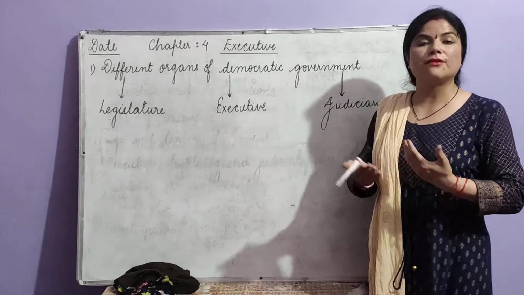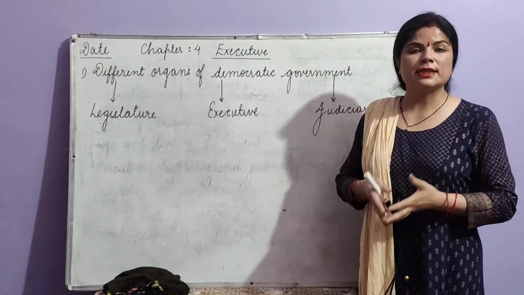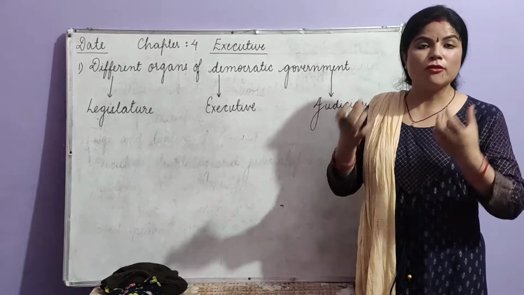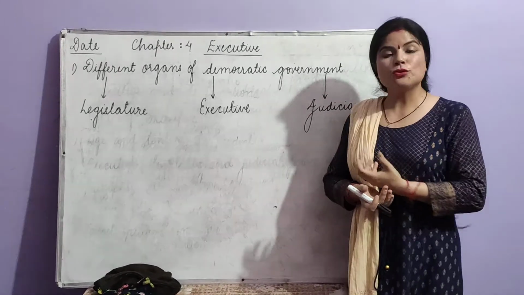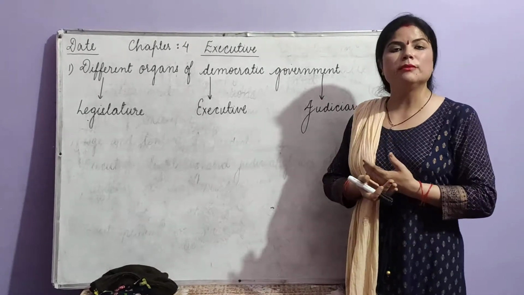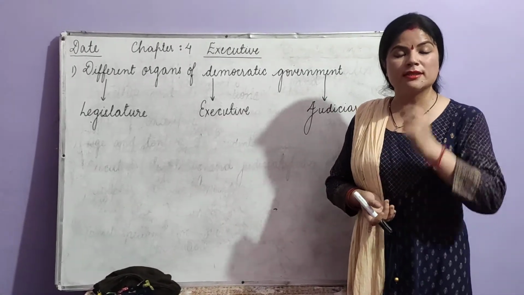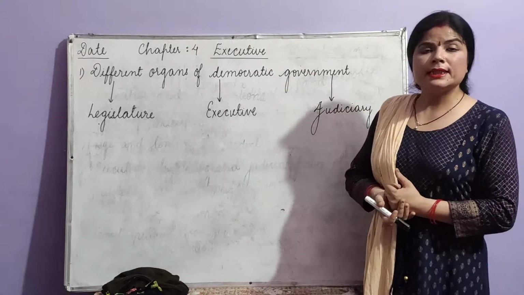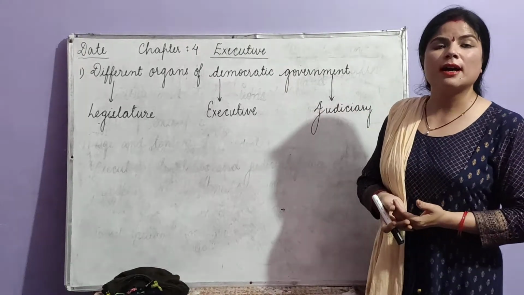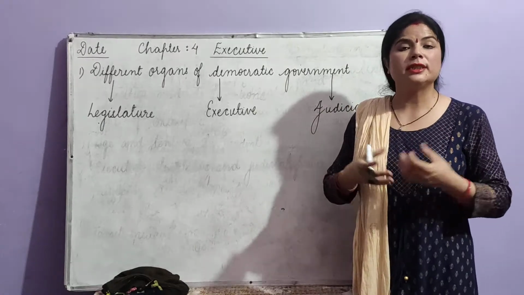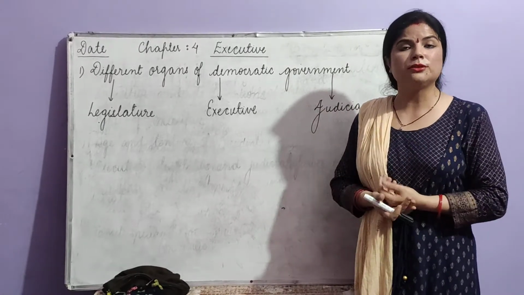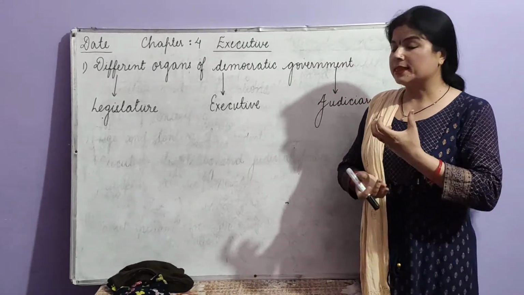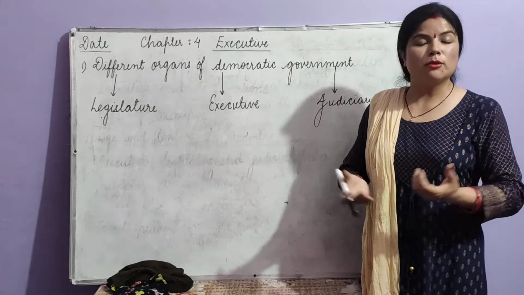Before these organs, we have to discuss what is democracy. Democracy is the best form of government under which the people of the country have full power in their own hands to choose their representatives for forming the government to run the country systematically. This is the main feature of democratic form of government. Under this democratic form of government, all the citizens are equally free to enjoy their rights and different facilities to lead a very good life. And different organs of democratic government is a very important feature of democracy.